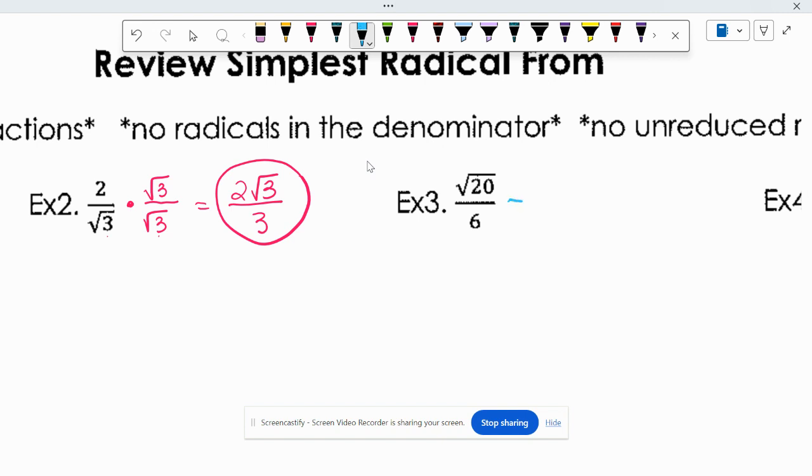The square root of 20 divided by 6. Well, let's break up the square root of 20. That's the same thing as the square root of 4 times the square root of 5 over 6. But what is the square root of 4, Andres? What's the square root of 4? So this is 2 square root of 5 over 6.